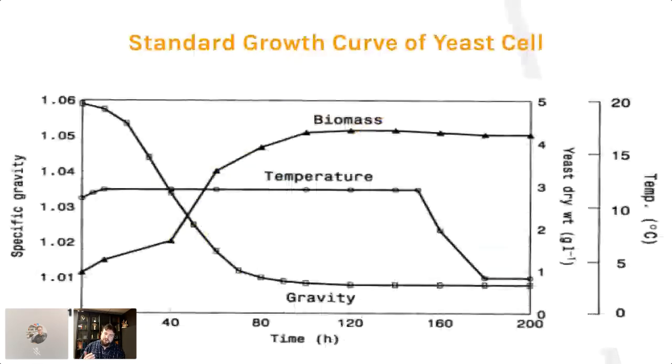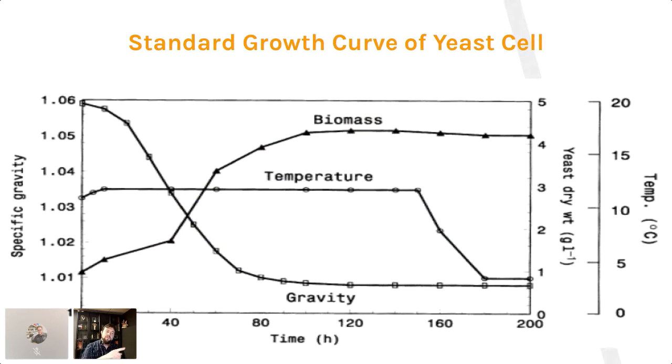A few other things we need to mention. What we see here is a standard graph of gravity, which would be specific gravity, so if we're looking at degrees Plato or SG, and temperature, which is held stable across the entire line. This is a logger, by the way, just so we're all aware. That's why it's a lower fermentation temperature.